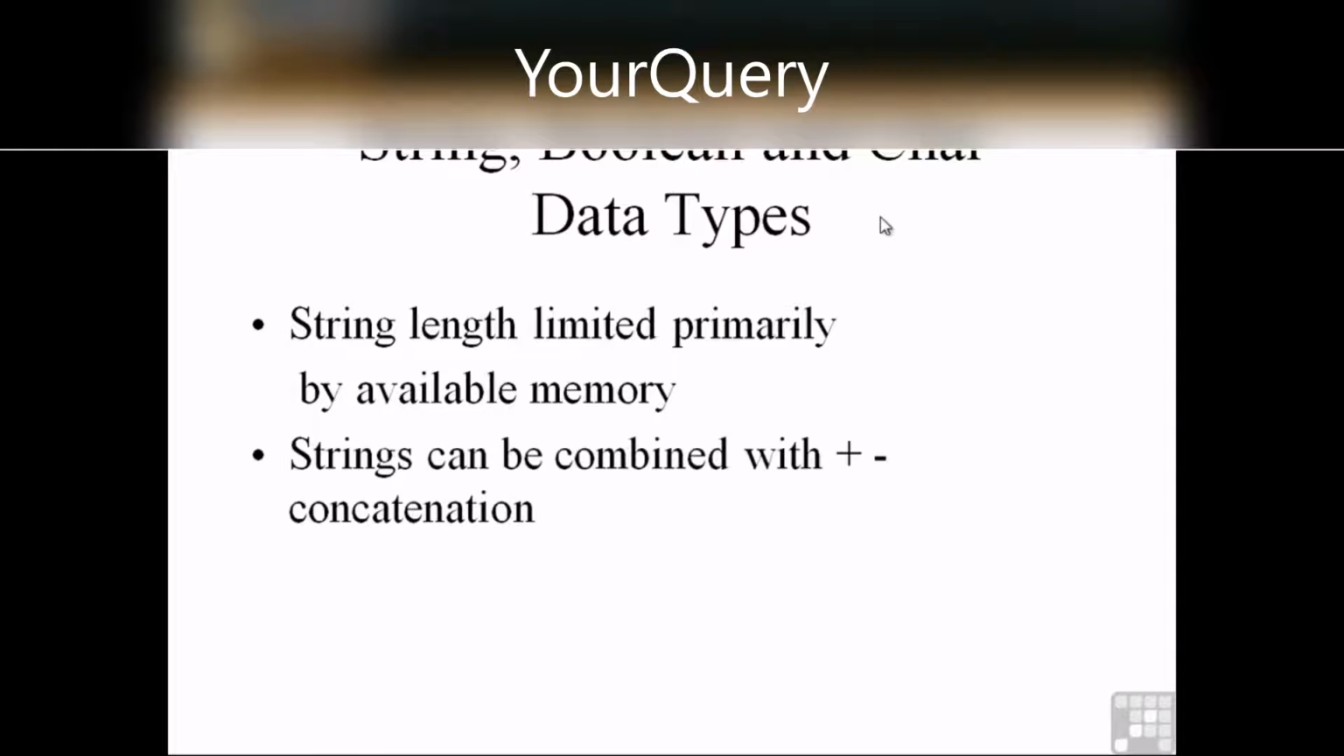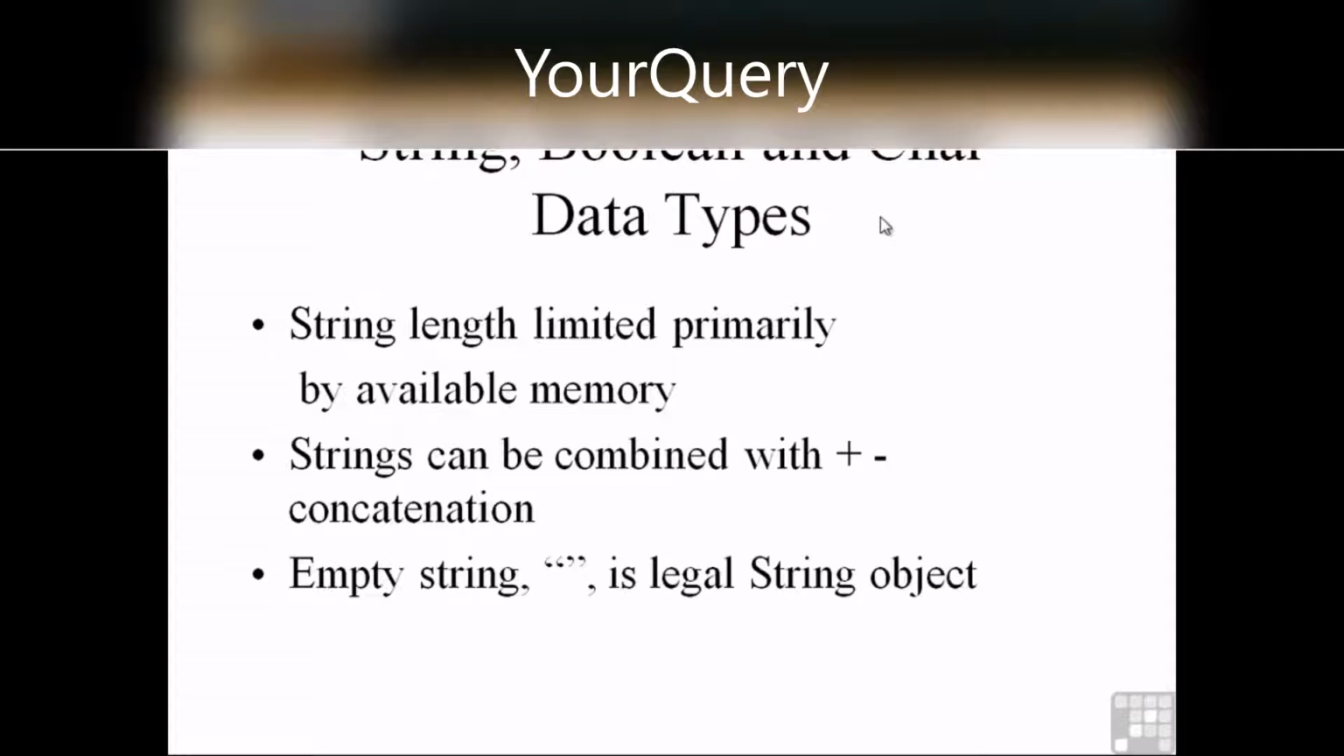Strings can be combined with the plus sign or the plus operator in an operation called concatenation, so that 2 or more strings can be essentially glued together to form one string. For example, if we had a string hello and a second string world, and we put those together with the plus sign, hello plus world, we would get one string that was hello world. So concatenation is a very common operation performed with strings.